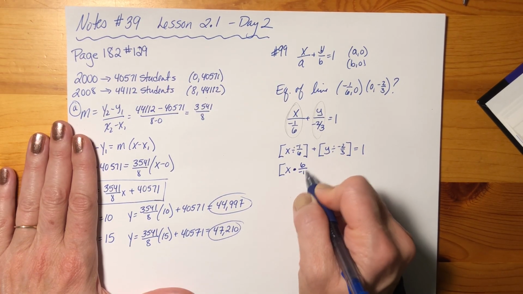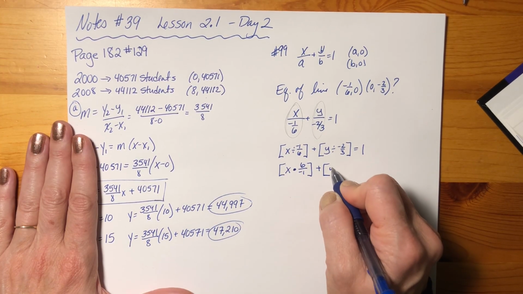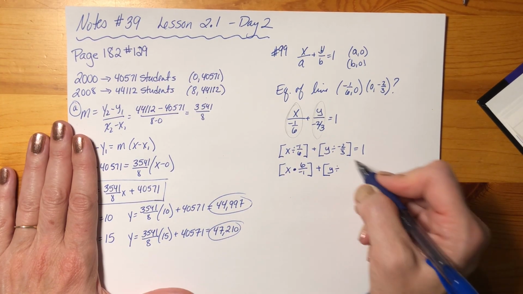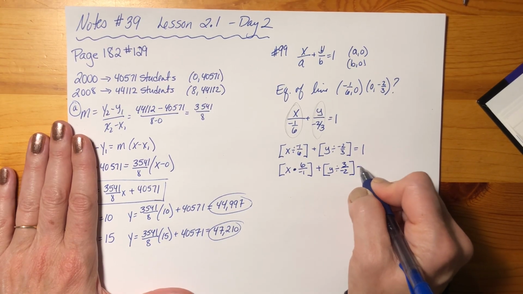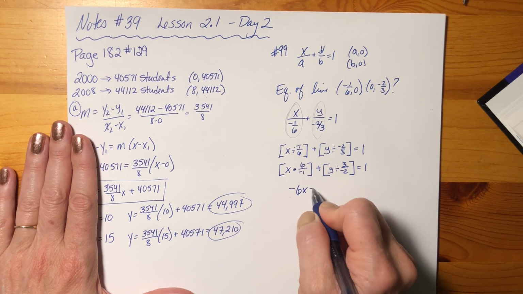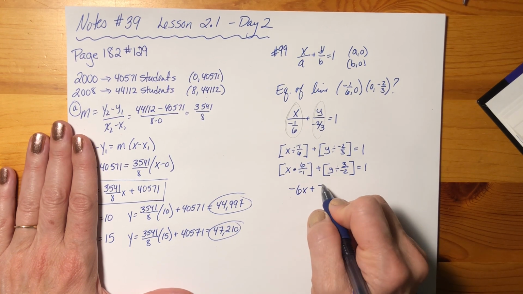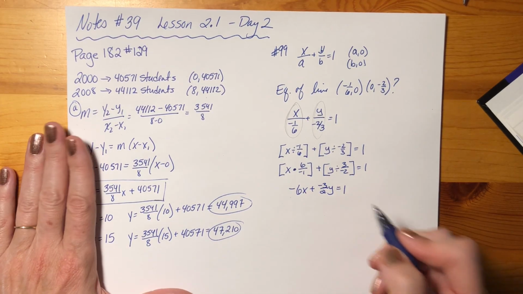Dividing by a fraction is the same thing as multiplying by the reciprocal. So I'm going to go ahead and I'm going to take the reciprocal here. All right, so over here I'm going to have -6x plus -3/2 y equals 1. It looks like we have our form.